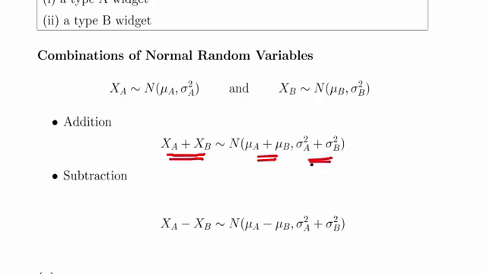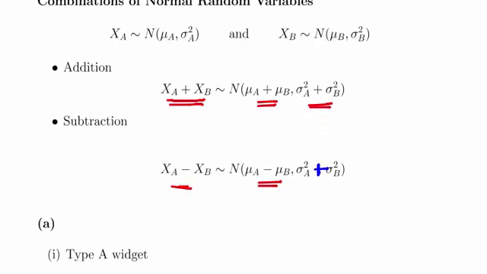Now, subtraction is also important here. So XA minus XB, what do we do? Well, we subtract the means, mu A minus mu B. But watch out for this here, we still add the variances. So watch out for this big plus sign in the middle there. You might be tempted, almost by reflex, to write sigma A squared minus sigma B squared. No, it's a plus.